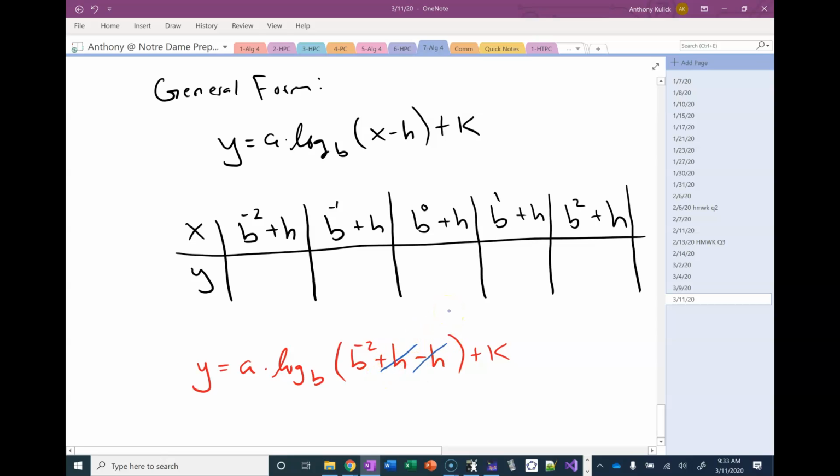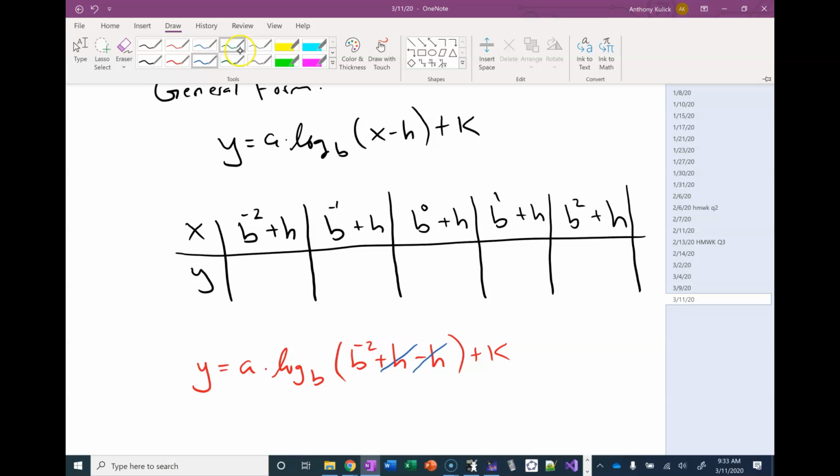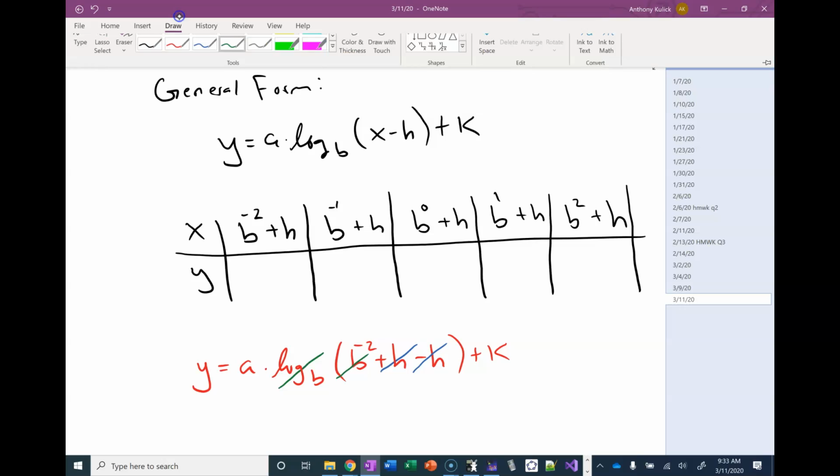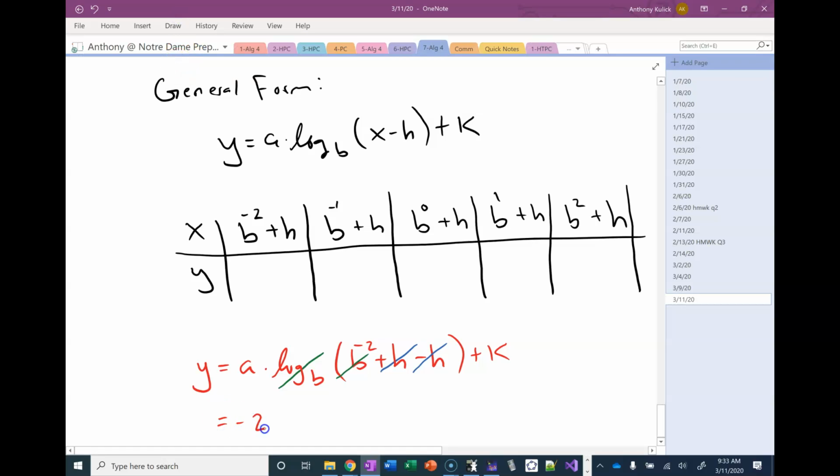I have a positive h and a negative h. Those cancel out. Then I have a log base b and an exponent base b. Those are going to cancel out, leaving me with negative 2 times a plus k. So the reason we're choosing our x's this way is they are going to cancel out the logarithm and give us a number that's not irrational. Okay.